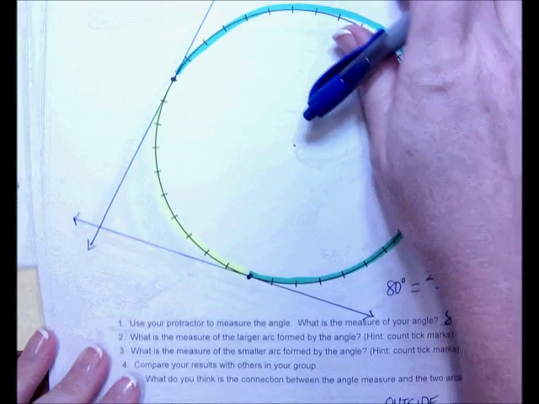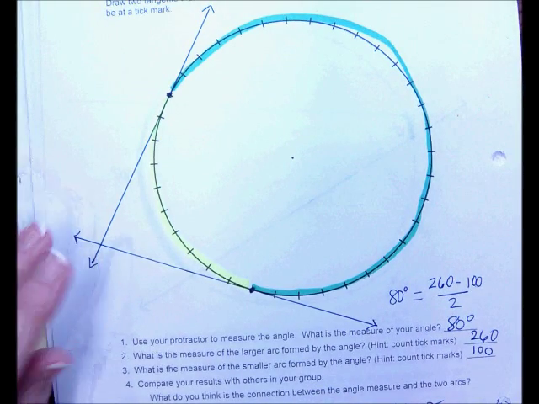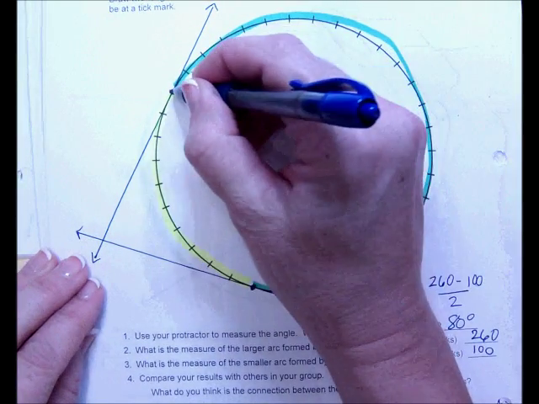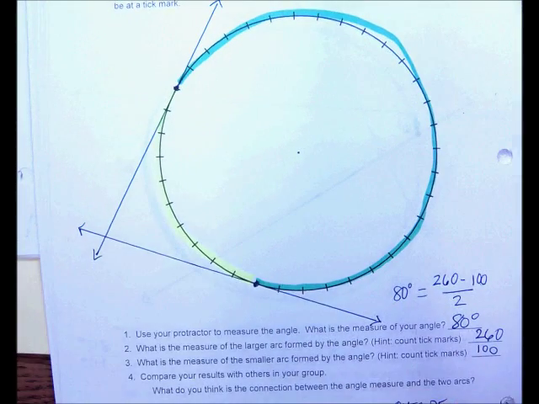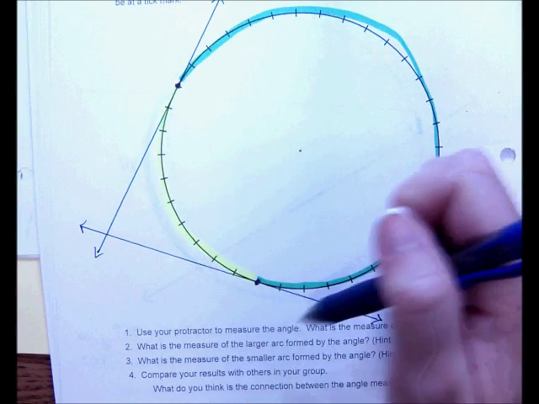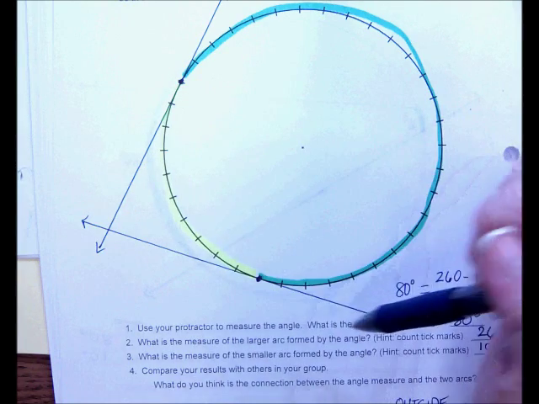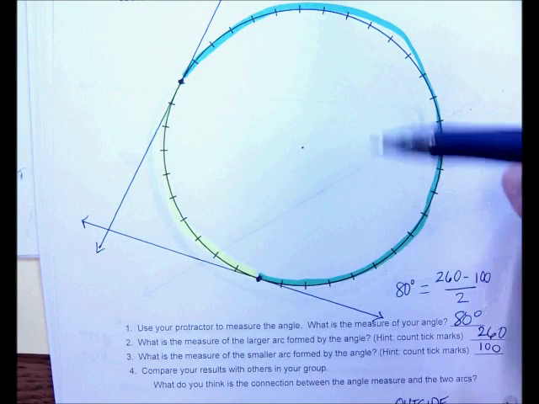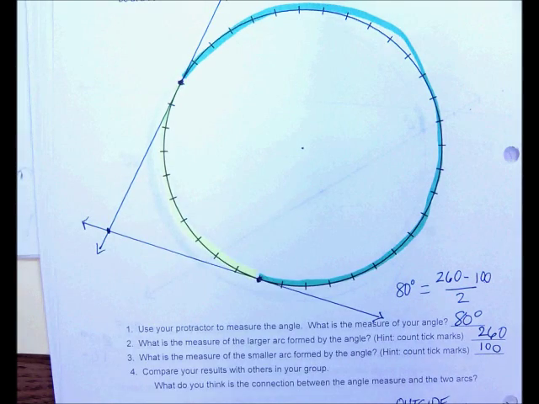And then moving along to the next page, we had two tangents that intersected outside the circle. And again, this is a very special case because in this case, the whole entire circle is used. So the larger intercepted arc plus the smaller intercepted arc is going to be 360. But the point of intersection is outside the circle.